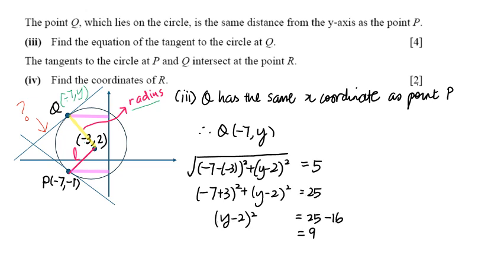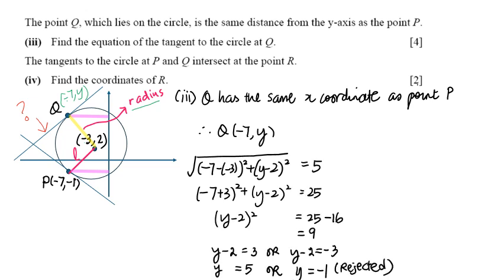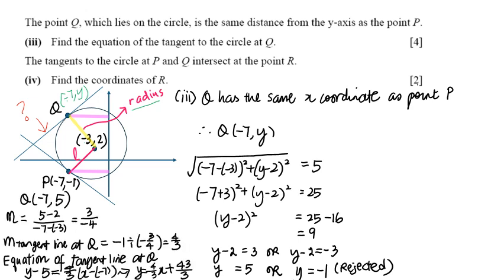And from there, you can have two values of y. So again, it makes sense to reject y equals negative 1 because the point Q is vertically above point P. So therefore, your y coordinate of point Q has to be 5. Okay, so from there, we are still not done yet. We just managed to find point Q only. And then after that, we need to find the gradient.